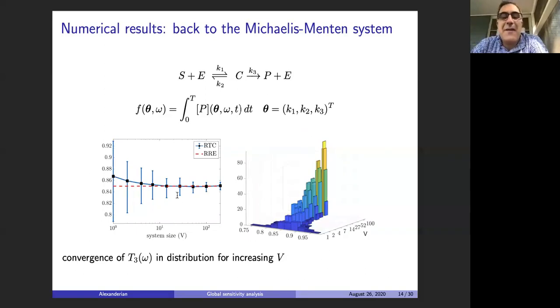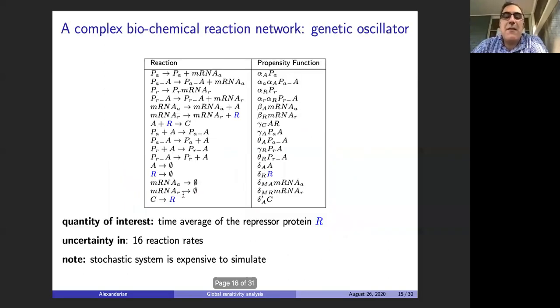All right. We also applied this to a more complicated reaction system. We don't need to necessarily go through the reaction mechanism. That's a so-called genetic oscillator network. We have 16 reaction rates, and the quantity of interest is the time average of the repressor protein R. Try to highlight it in this reaction mechanism. We don't necessarily need to concern ourselves with the details of the system.